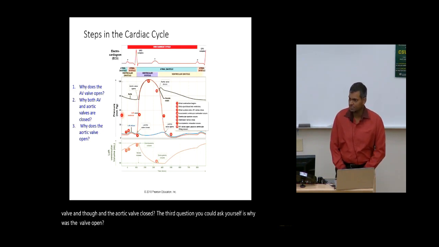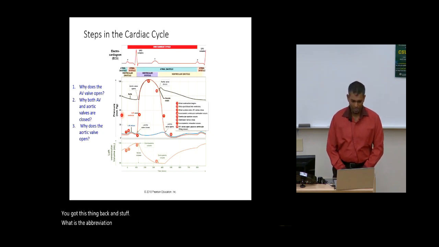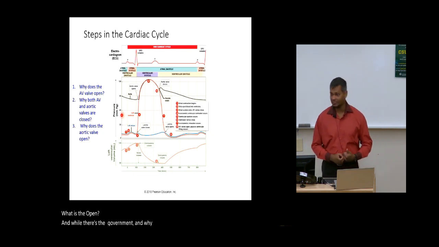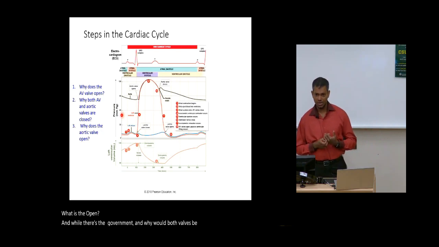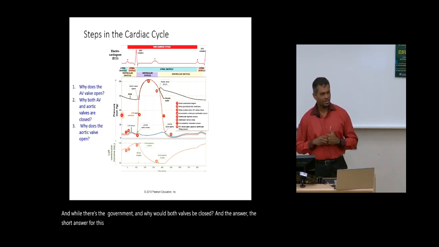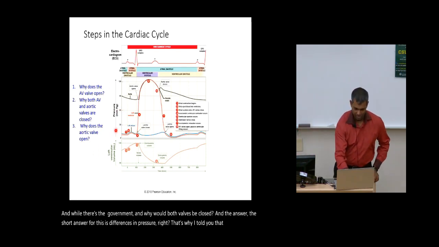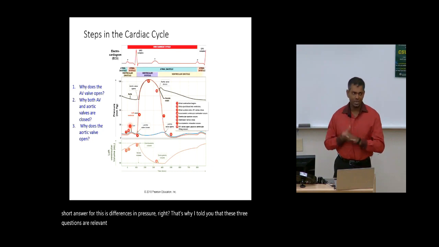You got those three questions down? Why is the AV valve open? And why does the aortic valve open? And why would both valves be closed? Right. Now the short answer for this is differences in pressure. That's why I told you that these three questions are relevant to this middle panel.